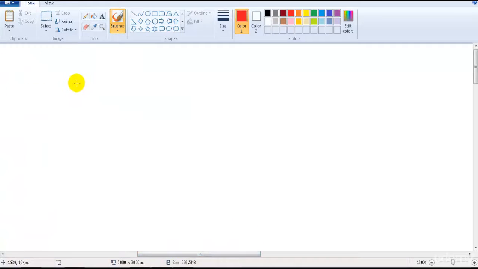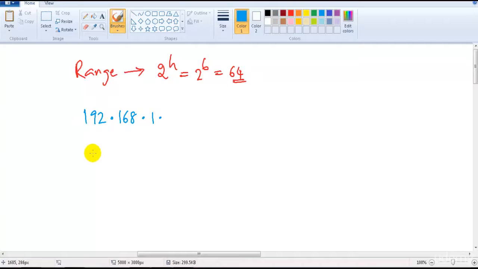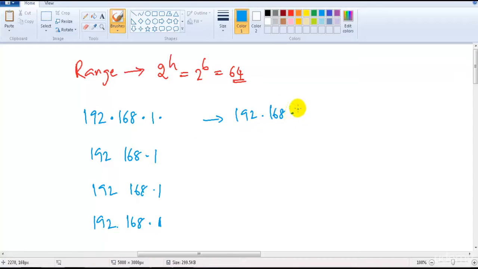The last thing we need to do is write the range of the addresses. The range is always written based on the 2 to the power of h value. Right now 2 to the power of h is 64, which is the size of the network. If I'm writing any C class example, let's say 192.168.1.0, it is not compulsory that it has to be this. For any C class, the same calculation applies.